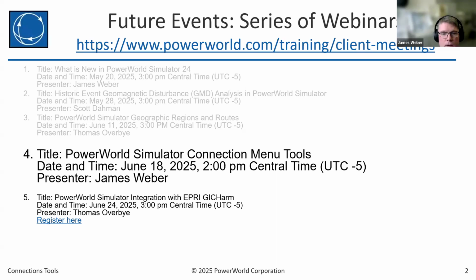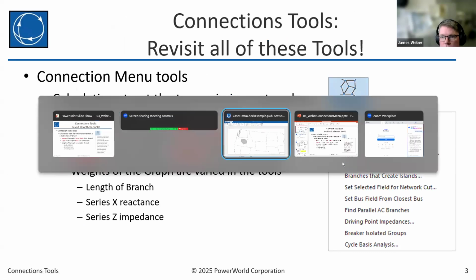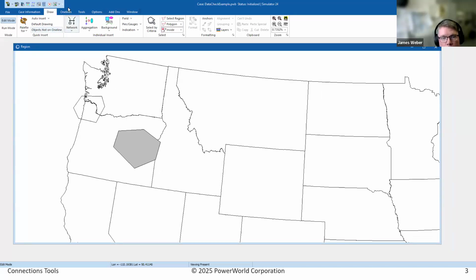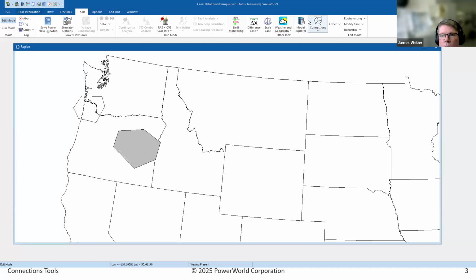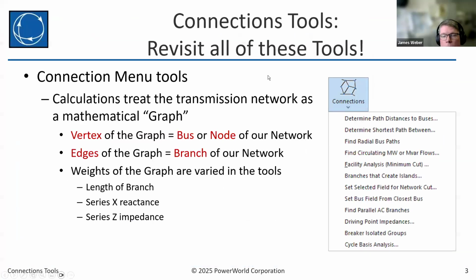This is part of a series of webinars we're planning on doing over the next months. Honestly, I'm sure we'll keep adding to this. The next one is scheduled for next week on Tuesday on using the EPRI GICHARM tool and integration with Simulator. But the topic today is talking about a Connections menu in PowerWorld Simulator. On the Tools tab, there's this menu that just says Connections, and there's a bunch of different features underneath it. I'm going to talk through most of those.